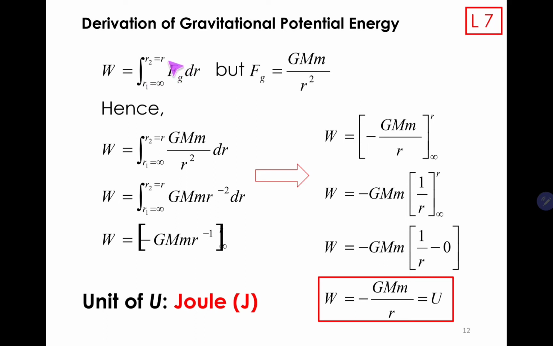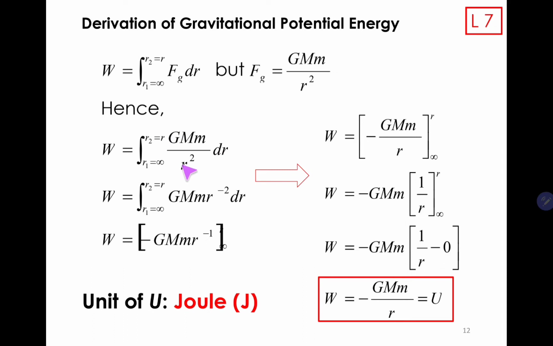So what F is that? Fg. We are discussing the gravitational force, between R initial and R final, starting from infinity to a point where the distance is R. So R1 is R initial, R2 is R final. Okay, we just substitute Fg here, and then you will get work equals the integration of GMm over R squared with respect to R, from R1 to R2.